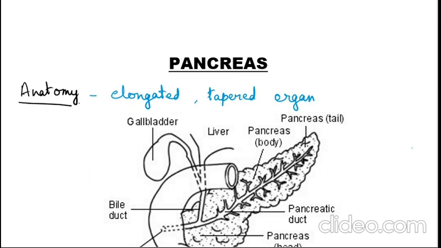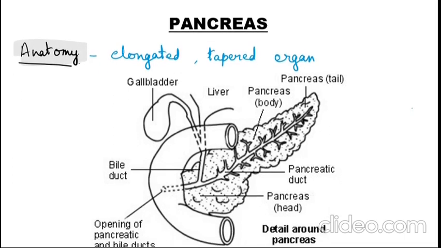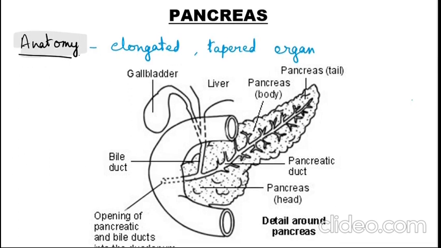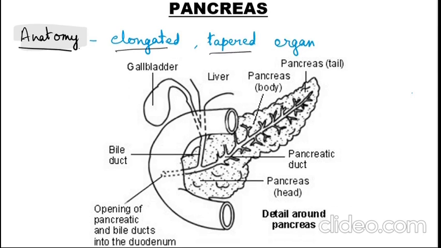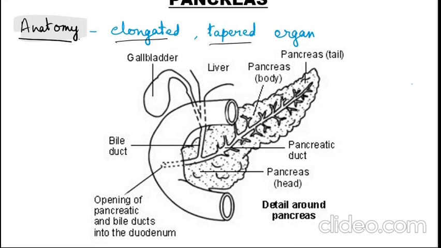To start with, let's first talk about the anatomy of the pancreas. So in anatomy, what do you have? This is a diagram of a pancreas. Now the pancreas is an elongated and tapered organ, which is also an endocrine gland. It also has some exocrine parts. So this is a diagram of a pancreas.